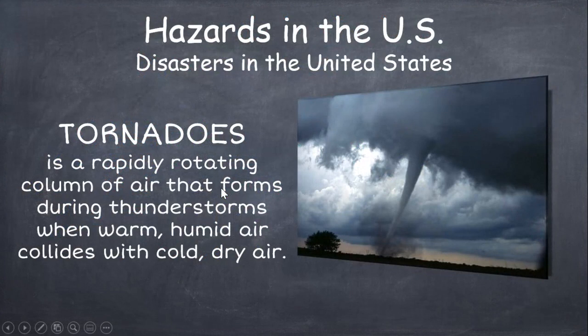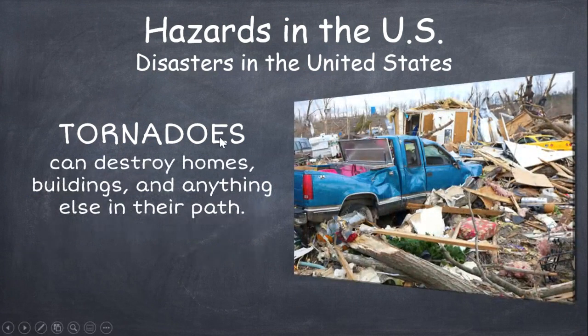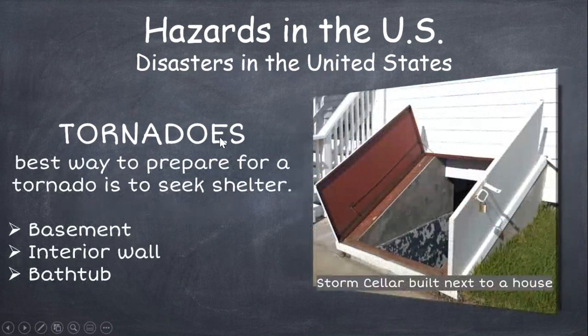All right, so we're going to talk a little bit about some of these disasters. Most of these you already know. I don't think I need to go over what a tornado is. Pretty sure everybody knows that a tornado is a rapidly rotating column of air, and it causes devastation, right? It can destroy homes, buildings, anything else in its path. The best way to prepare for a tornado is to seek shelter, right? We want to get into the basement. Maybe some of your great grandparents had one of these cellars outside their house. Maybe your house has one of these. It's a storm cellar, right? It's a way to get into the basement and get away from a tornado.